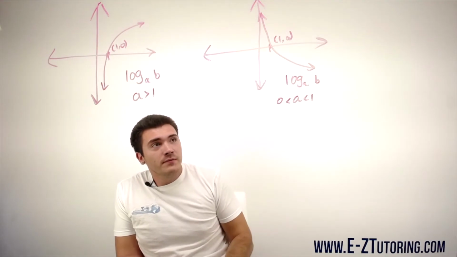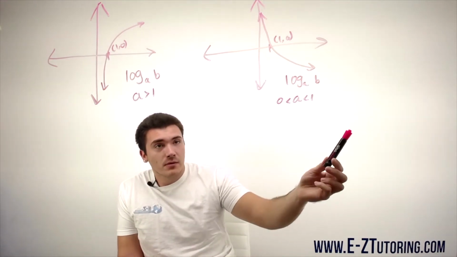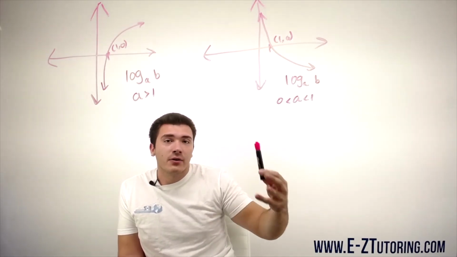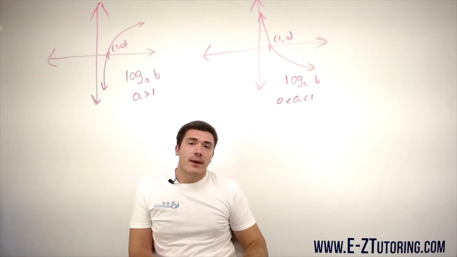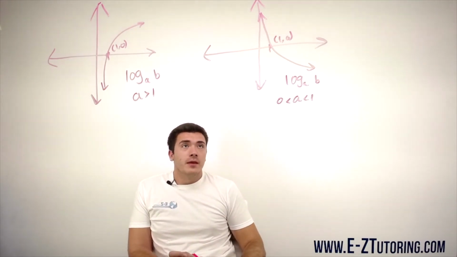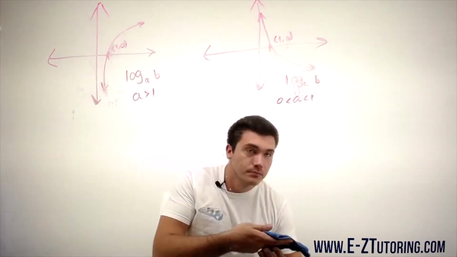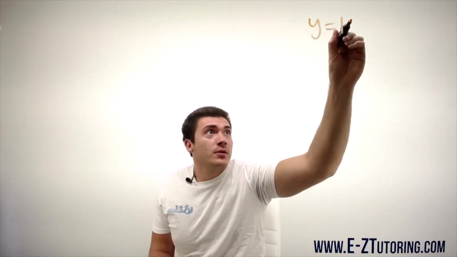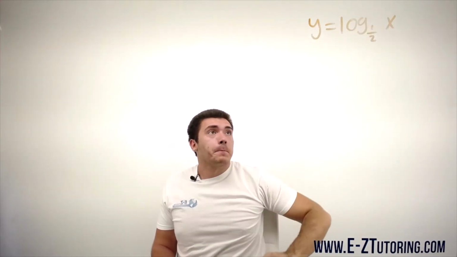The reason for this is that when you have a number that is less than 1, hence a fraction, and you put a fraction to a power, the higher the power you put on that fraction, the smaller the number gets. So that's what happens with these two graphs. Now, let's go ahead and actually graph a logarithm here. Suppose we have y equals log base 1/2 of x.